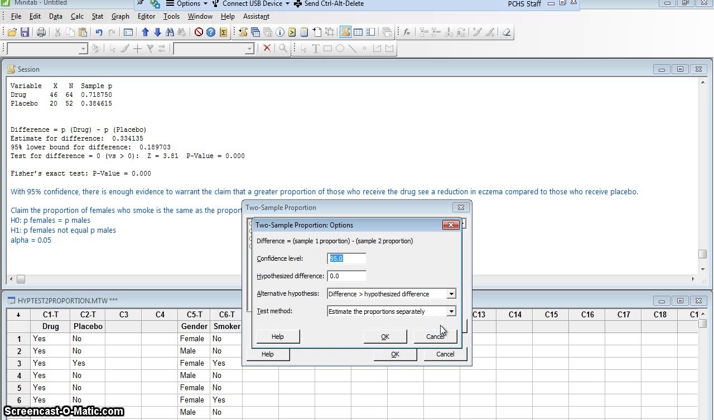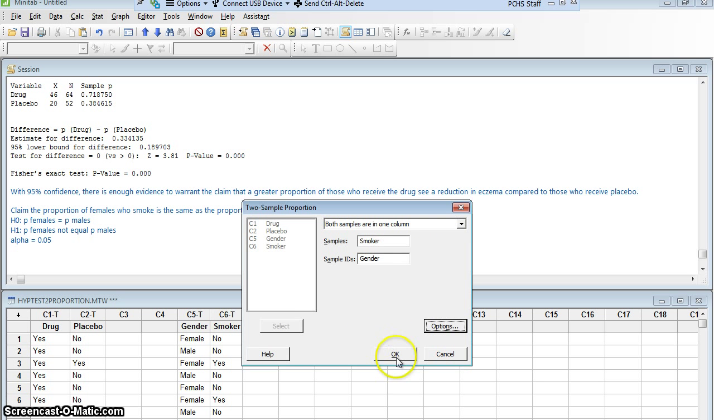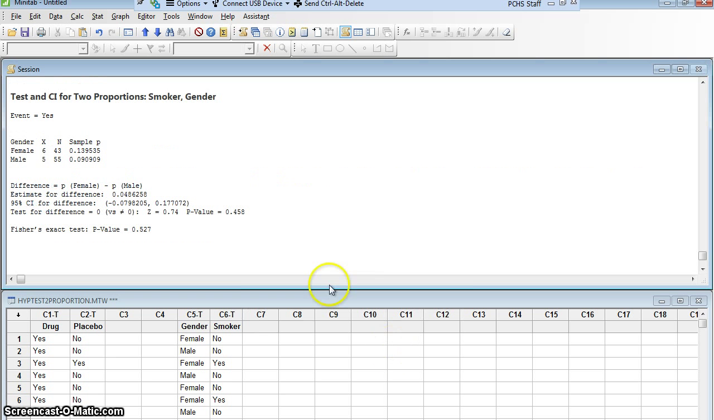My options, I want the confidence level to be 95%. Again, the difference is 0. This time, I'm using a not equal as my hypothesis. And again, I can just leave that. I'm going to say OK and OK. And you're going to see it has calculated for me, using the normal distribution, a p-value of 0.458. Using the Fisher's exact test, a p-value of 0.527.